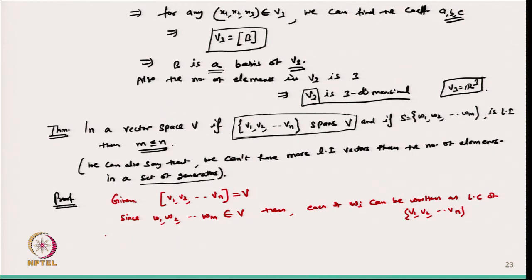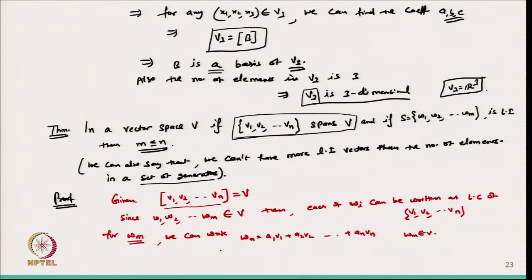So, for example, let me take Wm. For Wm we can write Wm as A1 V1 plus A2 V2 up to An Vn. I am writing like this because Wm belongs to V and V is completely spanned by these vectors. It means I can write like this.